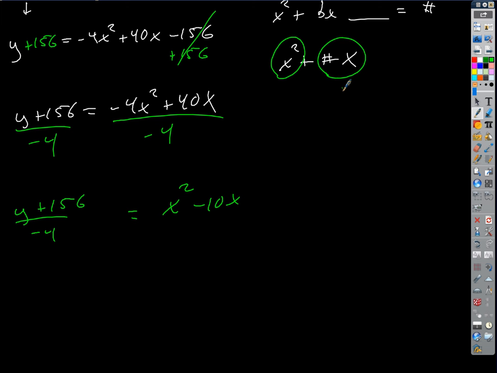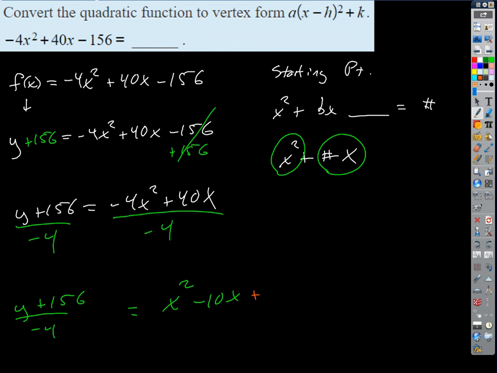Good. We got it like we needed it to, right? So now we're at the starting line. So now we're going to do what we did back in unit 2 when we completed the square. What's the number that I'm going to add to both sides to create a perfect square trinomial? Remember this? We used to call this a B, right?